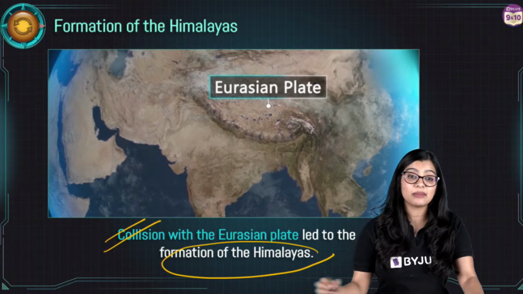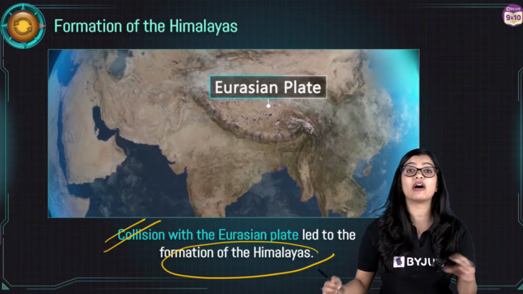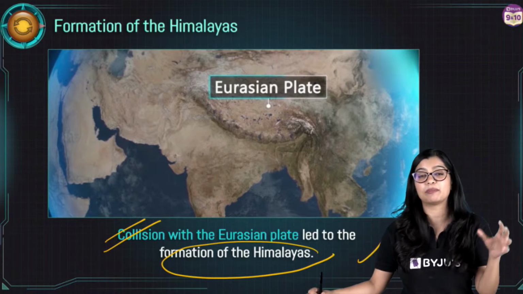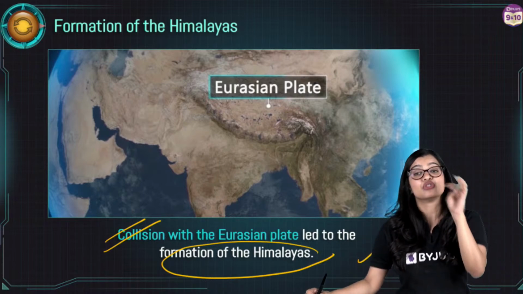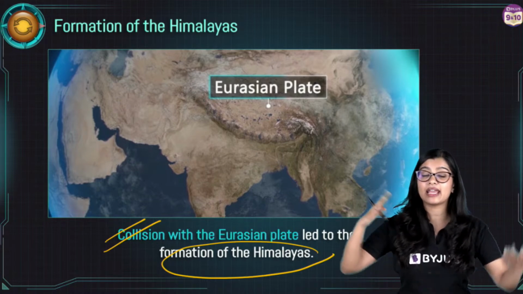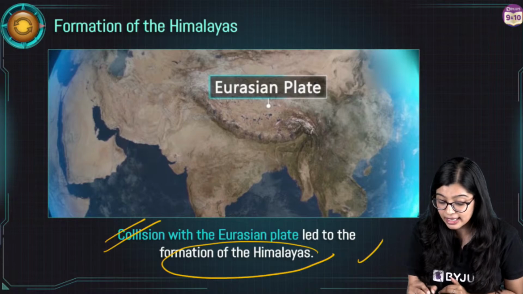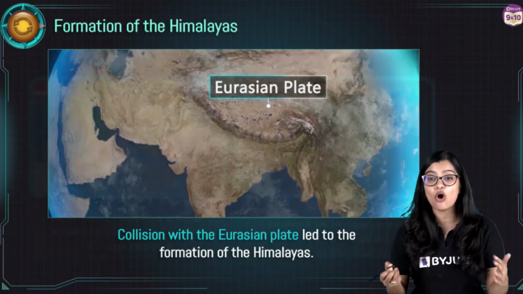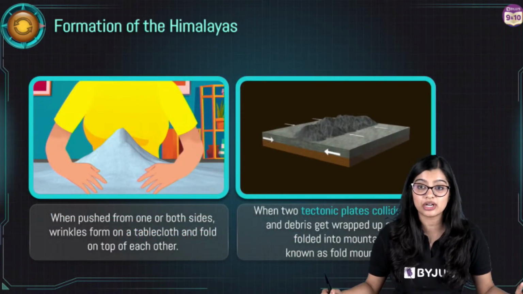Now, many of you are asking me, ma'am, is this fake or true? This is as per the theory that was proposed, the plate tectonic theory, right? So, this is exactly how the formation happened. Now, what do I mean by they came together? We saw that the Himalayas are structurally fold mountains. So, what do I mean by structurally fold?